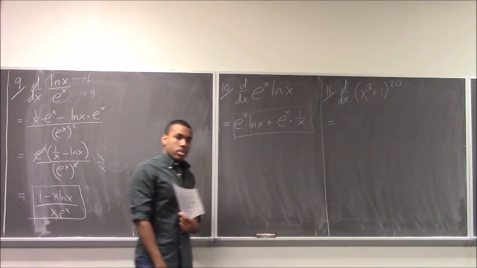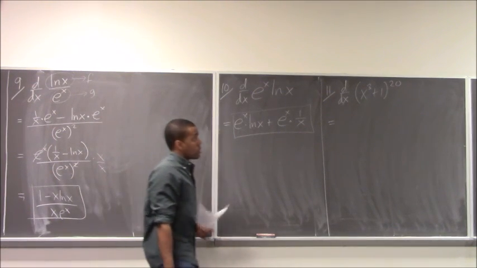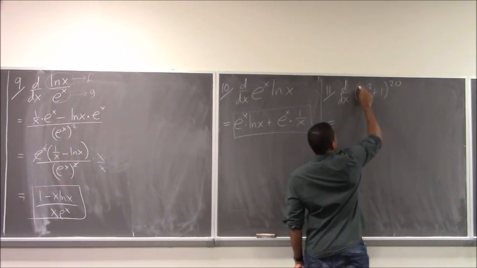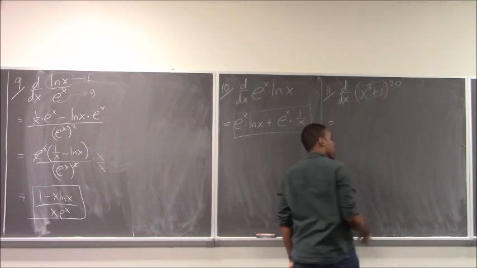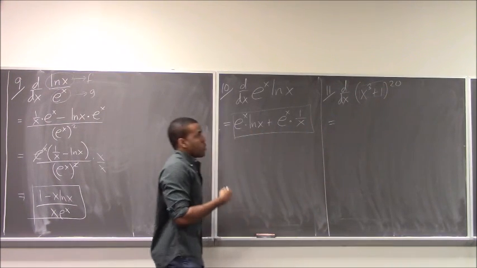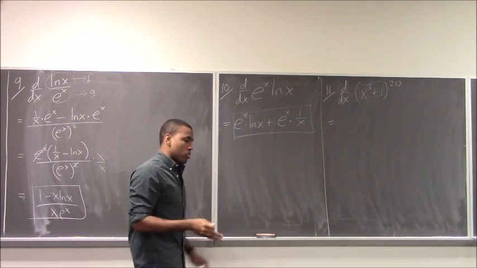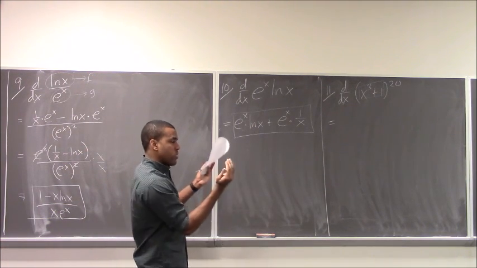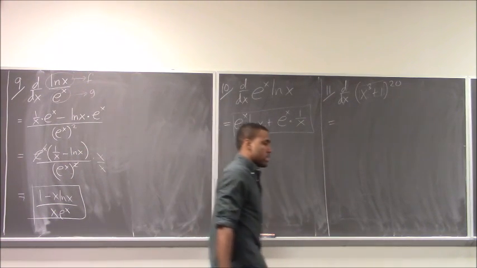How do you do this one? It's chain rule, right? So there is an inside function and an outside function. You can imagine that if it were x to the 20, you'd use the power rule, but instead of x, you have the whole function to the 20th power. So you need the chain rule here.